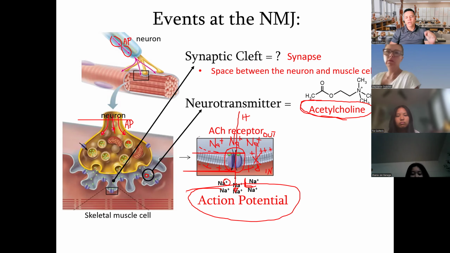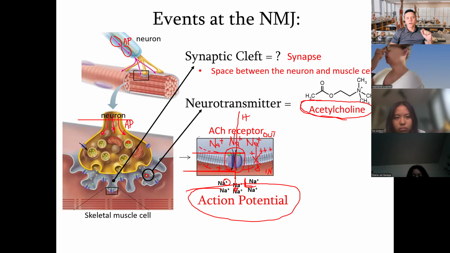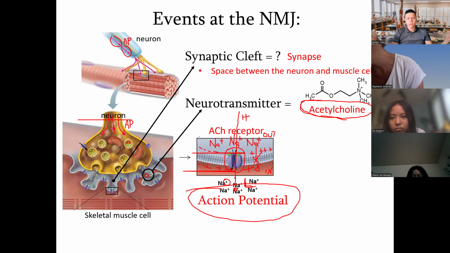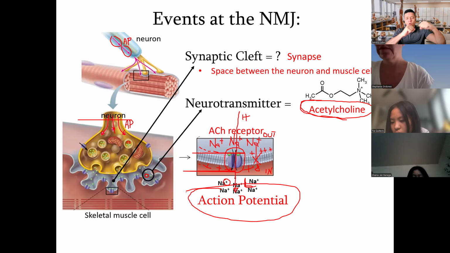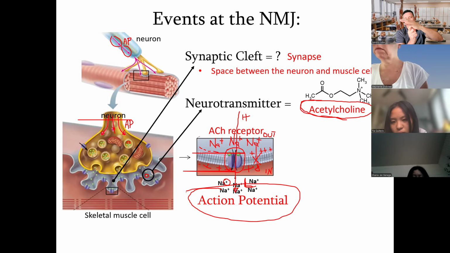What does the action potential do for a skeletal muscle cell? The action potential will trigger the sarcoplasmic reticulum to release calcium. And we know the rest of the story. Once the calcium enters the cytoplasm of the skeletal muscle cell, the calcium is going to bind to the regulatory protein in the thin filament, remove it out of the way, allowing the myosin head to stick to the myosin binding site.